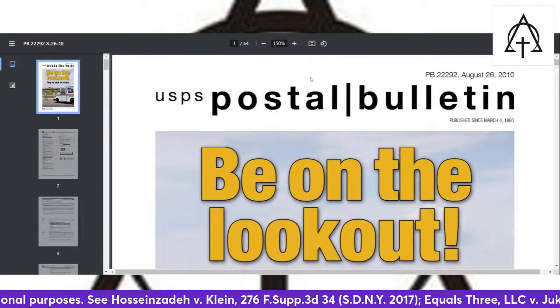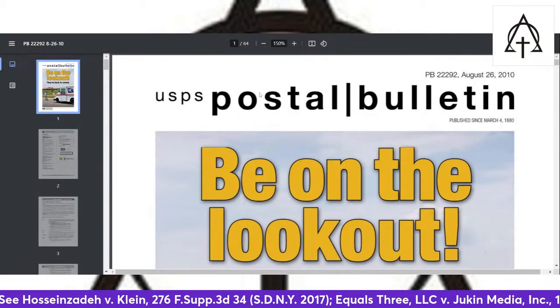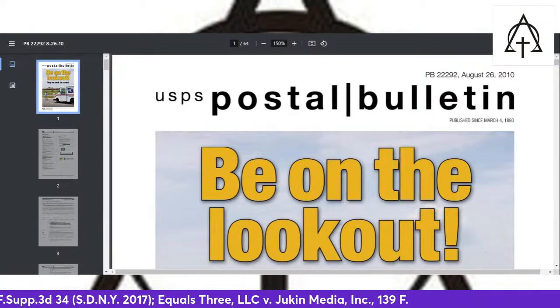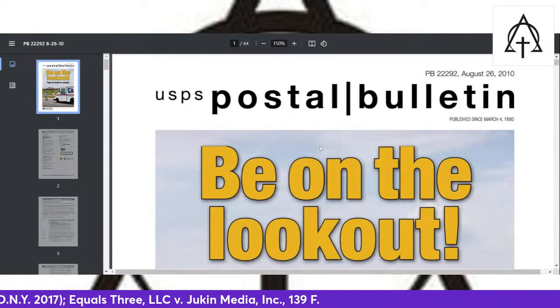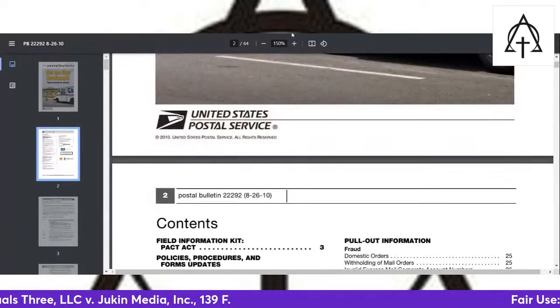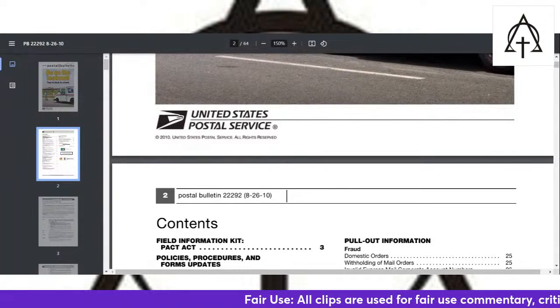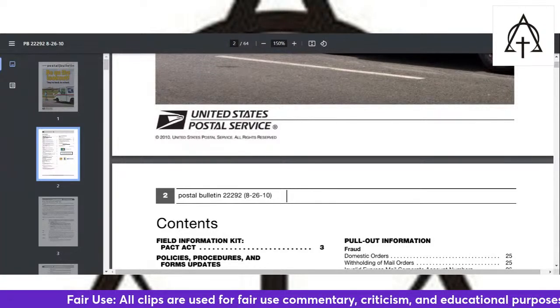So when we come back to this one, this is the actual document it comes from. This is their internal postal bulletin, and it's got a lot of information on here. Let me grab this, and I'm going to drop this down in chat. That way everybody can check this out.